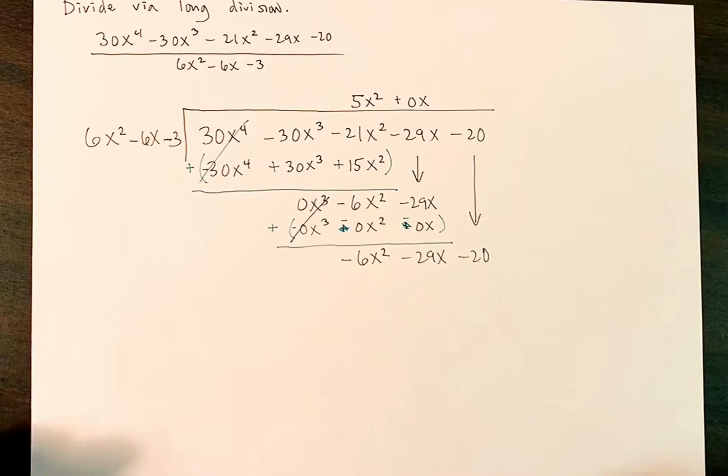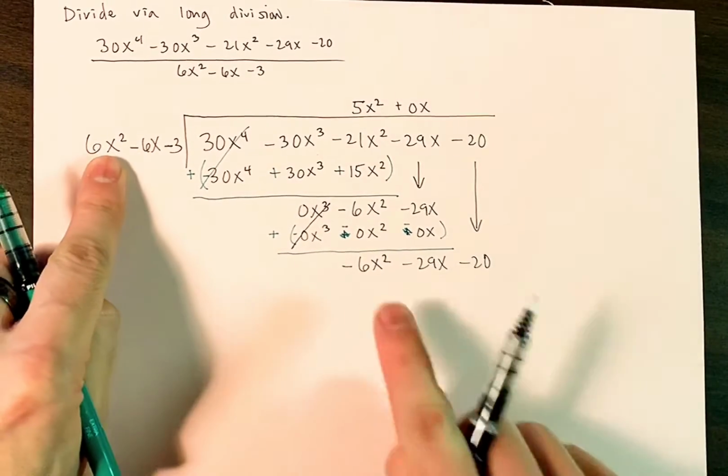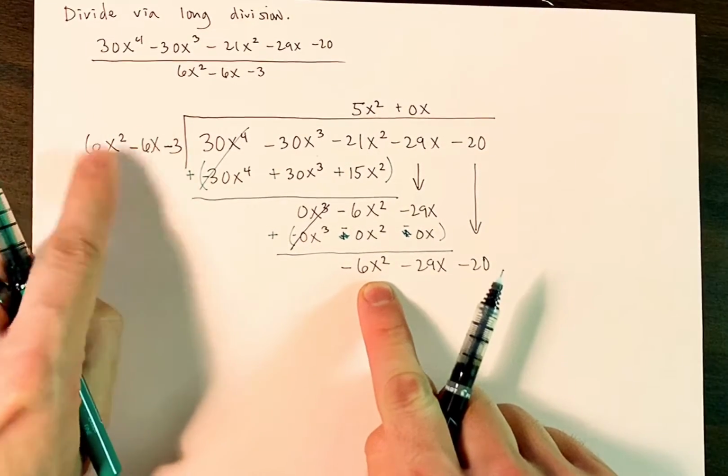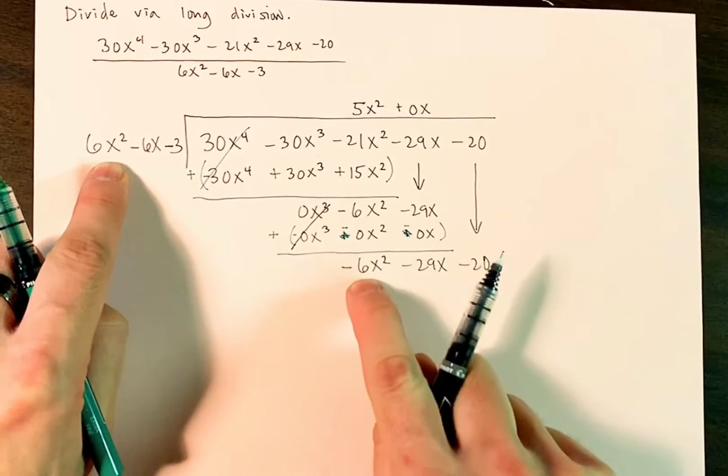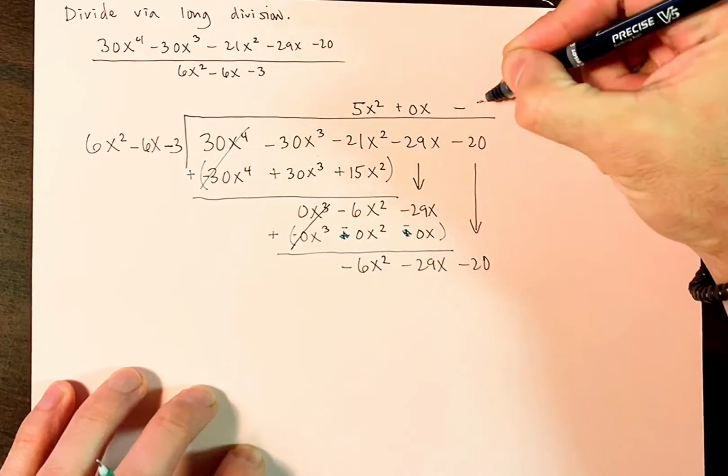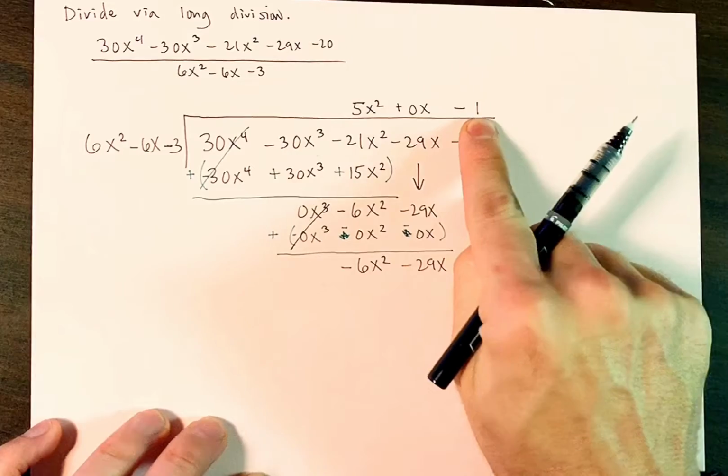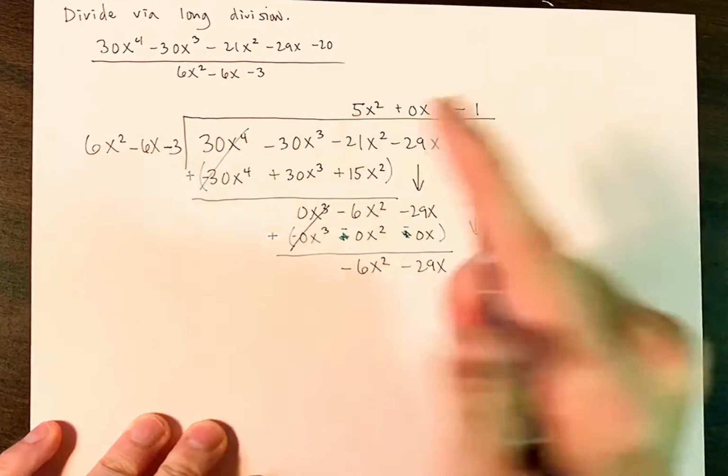And now let's play this one more time. This wants to become this. How does this become this here? You multiply it by a -1. Now take -1 and distribute to all of these pieces.